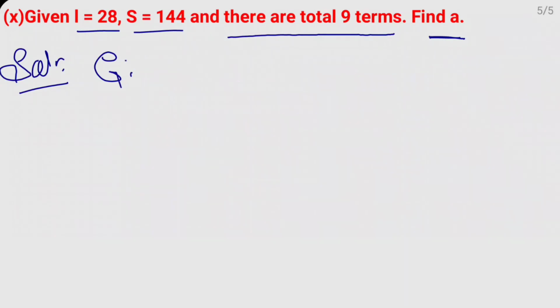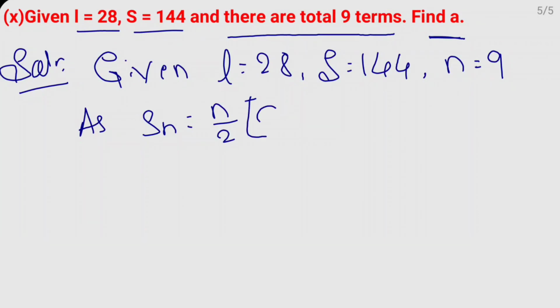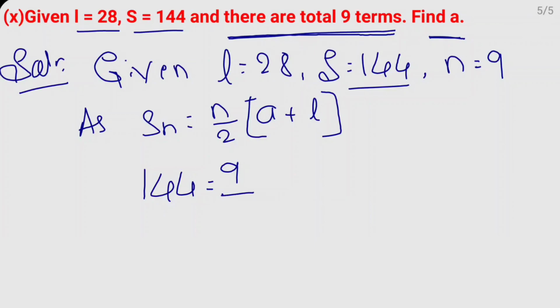Write down given: L is 28 and S is 144 and n is 9. Is it clear? And as we know, Sn equal to n by 2 into A plus L. A plus L or A plus An, both are the same here, right? So the S value they gave, how much? 144 and this equals n is 9 because there are 9 terms, divided by 2, and A we don't know, keep as it is, and L is 28.